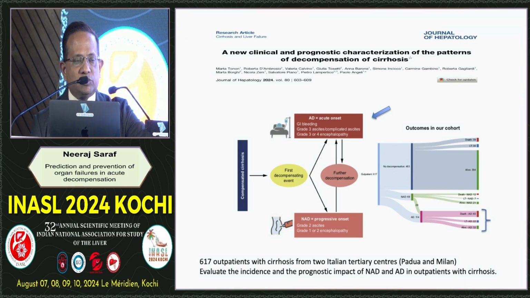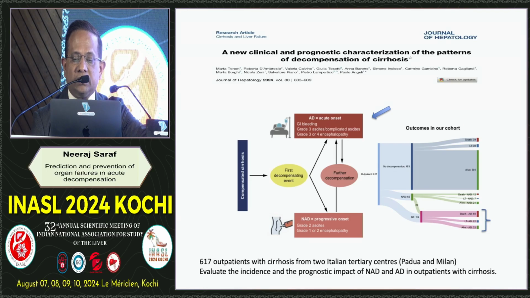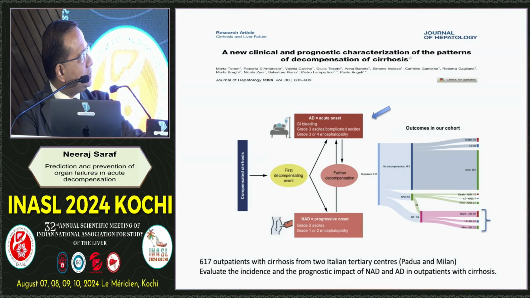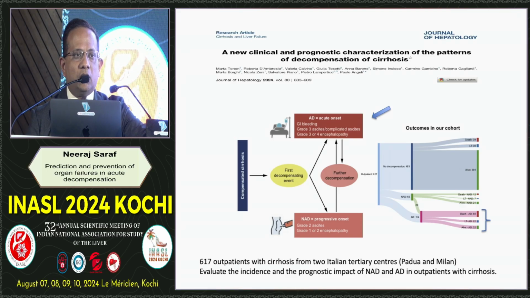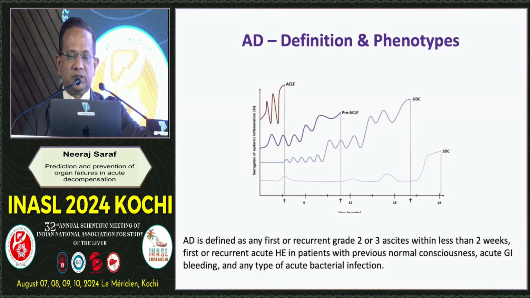And this is a study which was published recently, large number, 617 patients from 2 Italian centers. And they looked at outcomes in both these cohorts. And if you can see the outcomes in acute decompensation are significantly worse as compared to those in non-acute decompensation. So this is what we are interested in, and this is what I will talk of in the next few minutes on how to prevent organ failure or ACLF in patients with acute decompensation.